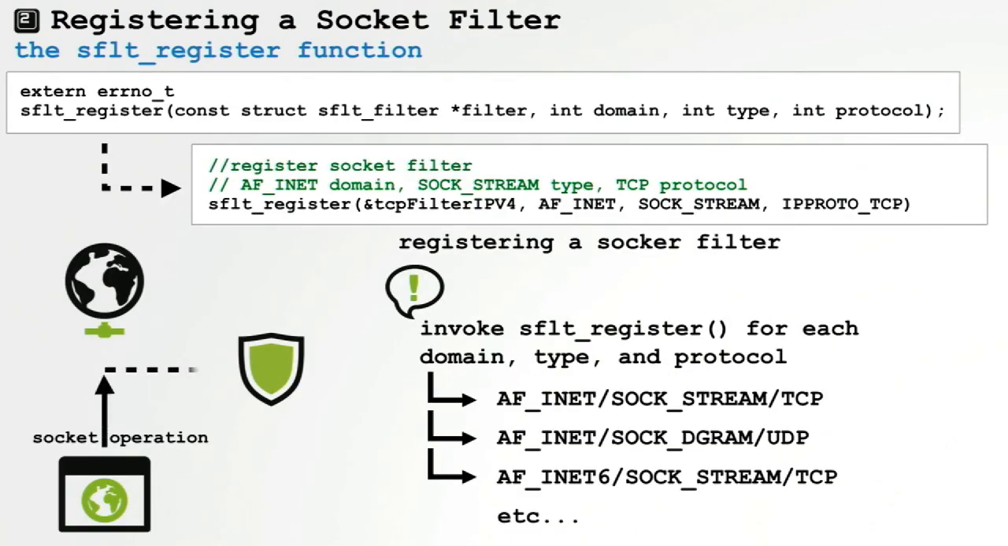Now once this socket filter structure has been populated, you invoke the socket filter register function. And this will, as its name implies, register or install the socket filter. Besides that populated structure we just discussed, this function also takes the socket domain, type, and protocol. So this means if you want to filter multiple socket types, for example IPv4, IPv6, etc., you have to invoke this function multiple times.